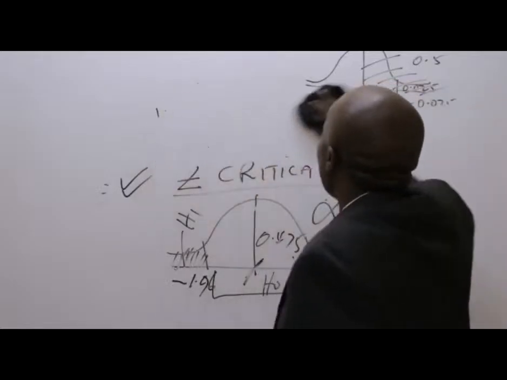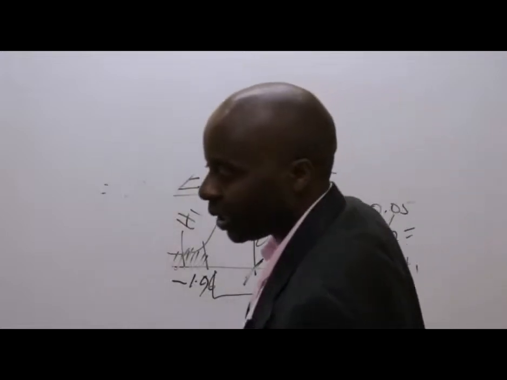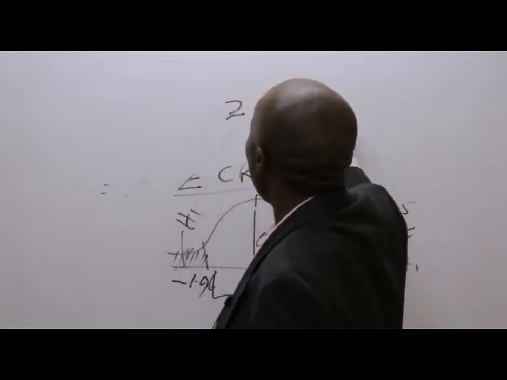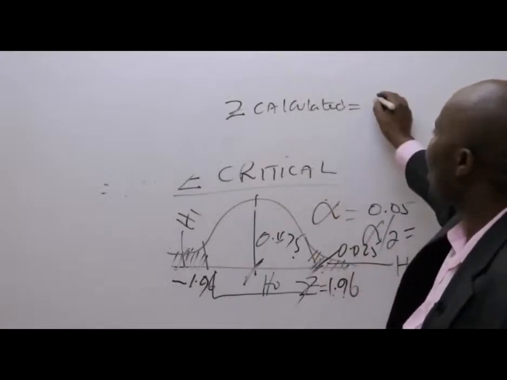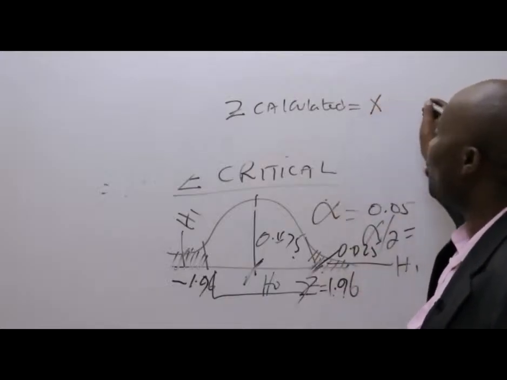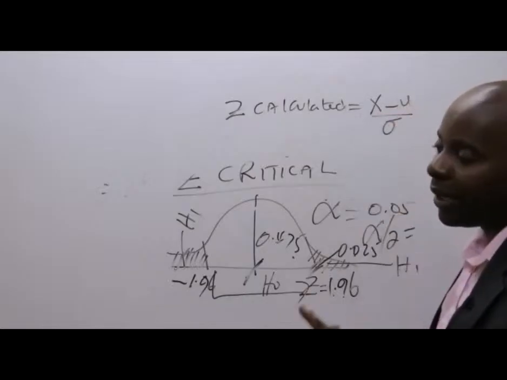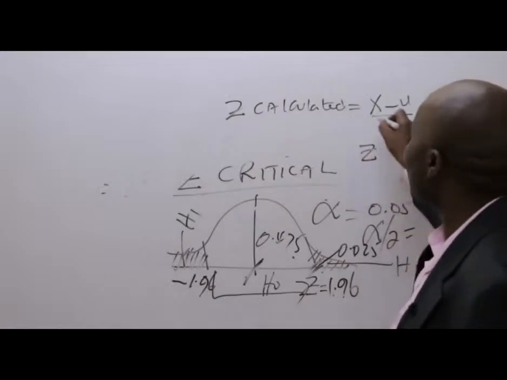So Z calculated. Go ahead and mention Z calculated. For the Z calculated, I know we are so much used to our normal Z, where we normally say that our Z is X minus mu all over the standard deviation. This time around, you're not going to make use of this.